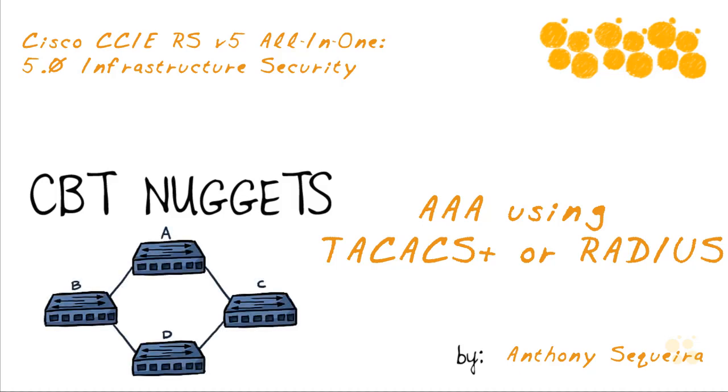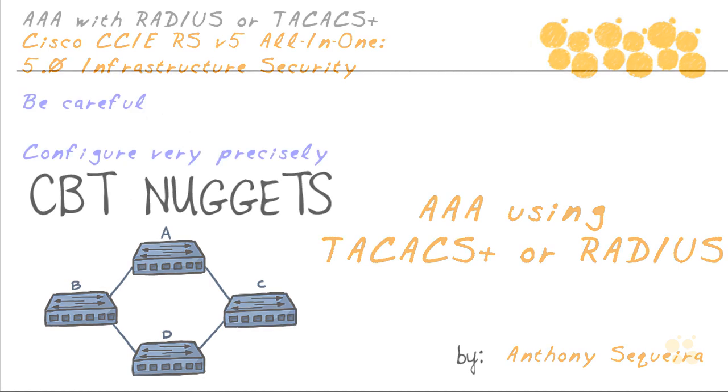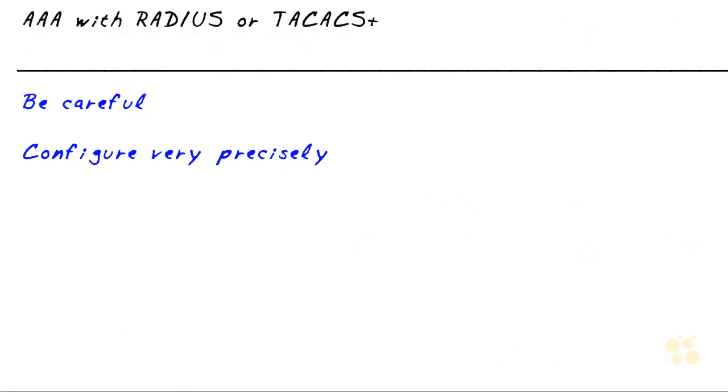In this nugget, let's continue our work with AAA, but this time let's do a scalable AAA implementation. Let's have a TACACS Plus server or a Radius server out there on the network that contains all of the user account information for all of our engineers and end users, everybody in the organization, and let's leverage that with AAA.